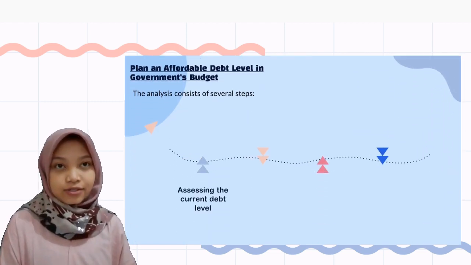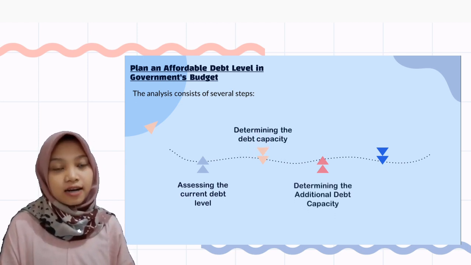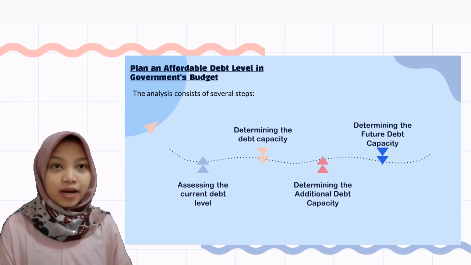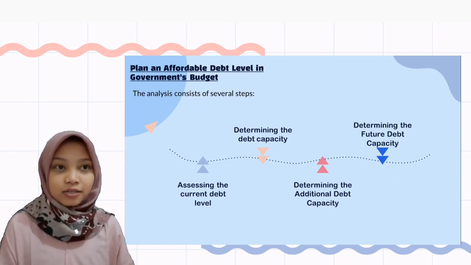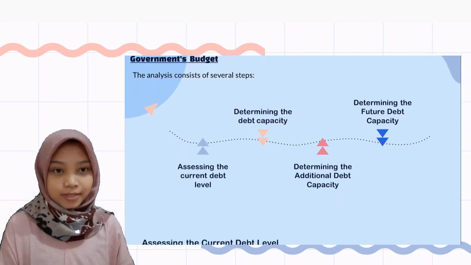The analysis consists of several steps. First, we have to assess the current debt level, and we determine the debt capacity and also the additional debt capacity, and the last one is determine the future debt capacity.